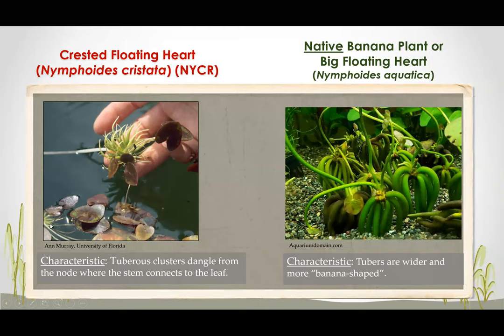So you can see them here underwater. And then when you pull up the plant, this is the invasive crested floating heart. You can see they tend to look more finger-like, or kind of narrower, but then this is the native.